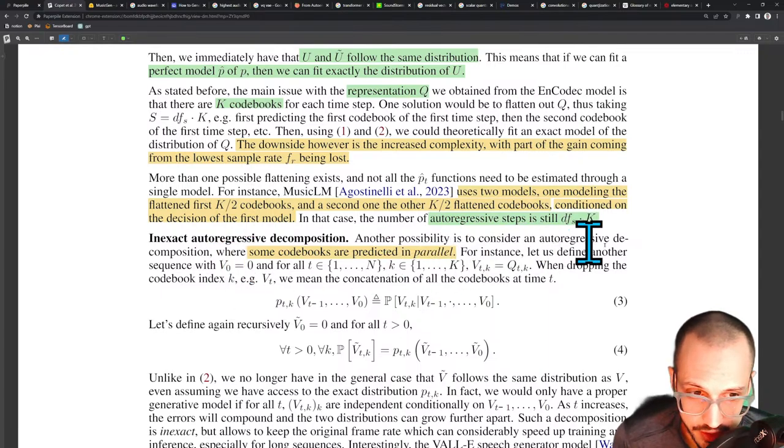Let us define another sequence. Something like 10 different sequence definitions here. For all t from 1 to N, and k from 1 to K, so K codebooks, and then N total tokens, so length of the sequence N, length of the codebooks K: V of t,k equals Q of t,k. Then dropping the codebook index k, right? So in this alien dictionary of alien tokens that represent sounds, there's an index. So the very first one is 0, then you have 1, then you have 2, then you have 3, and then so on, all the way to K, which is the length of the codebooks. We mean the concatenation of all codebooks at time t.